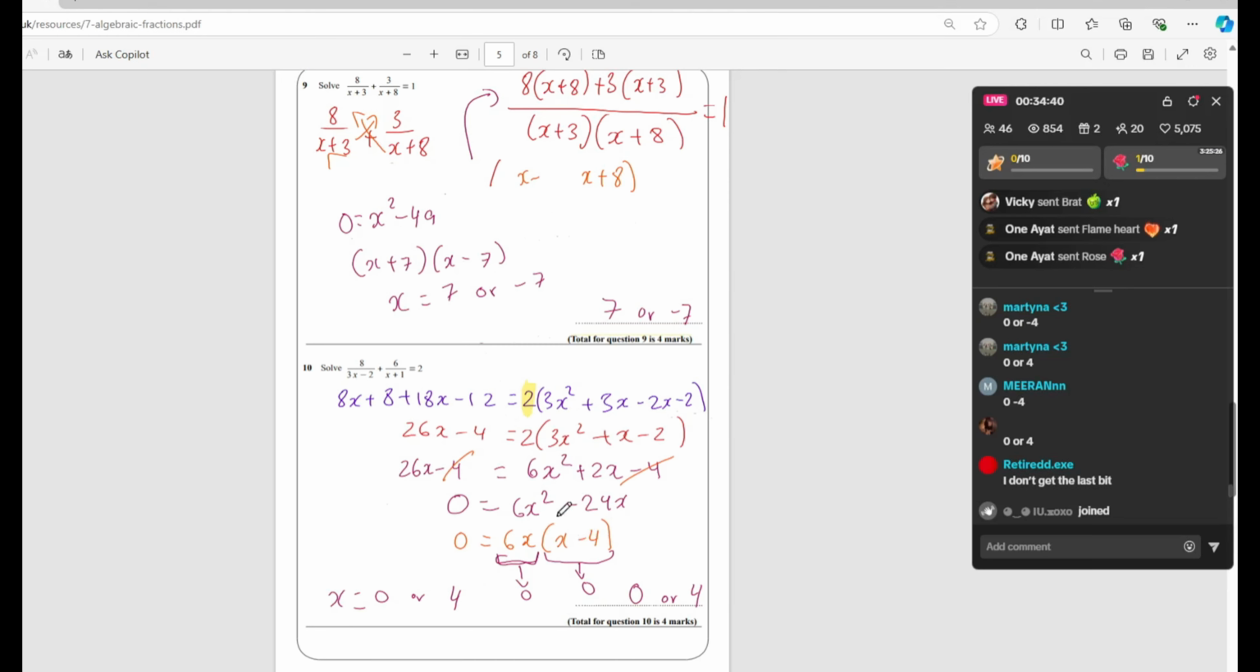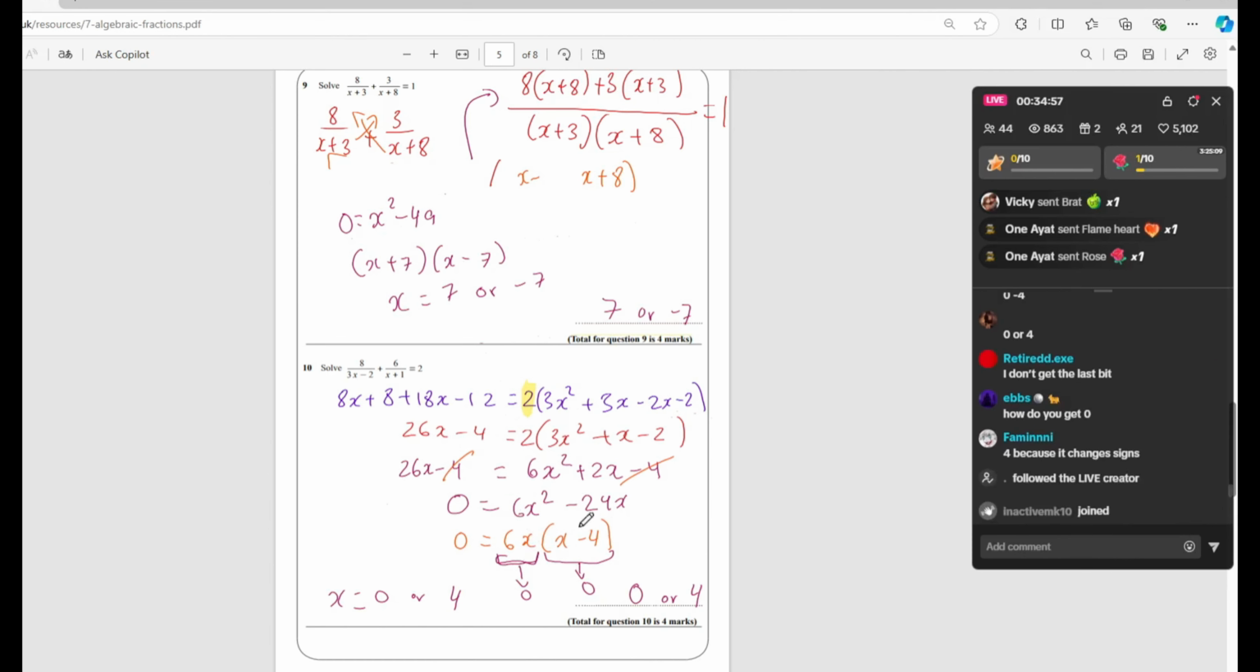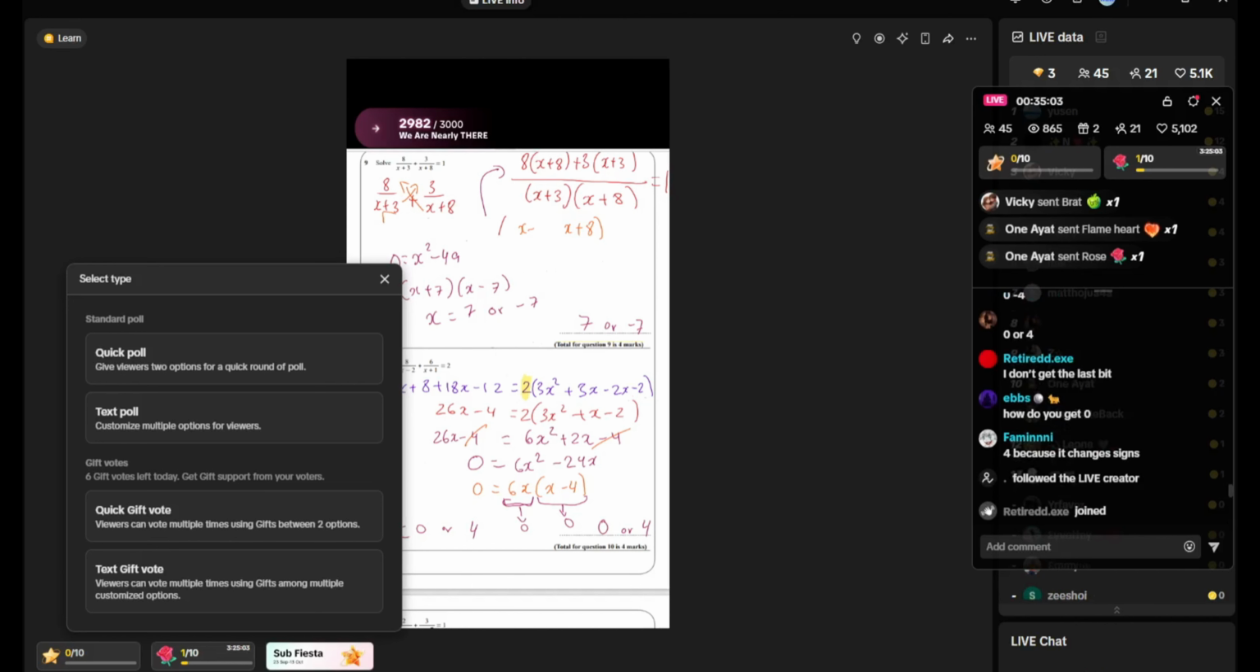So in the last bit, we factorized. So we factorized the 6x. And then when we factorize it, you'll get 2 values for x, which is going to be 0 and 4. Because to get 0, either this needs to be 0 or this needs to be 0, okay? That is pretty much it.